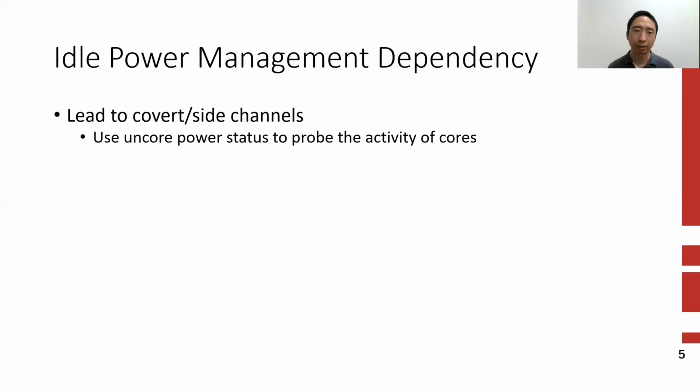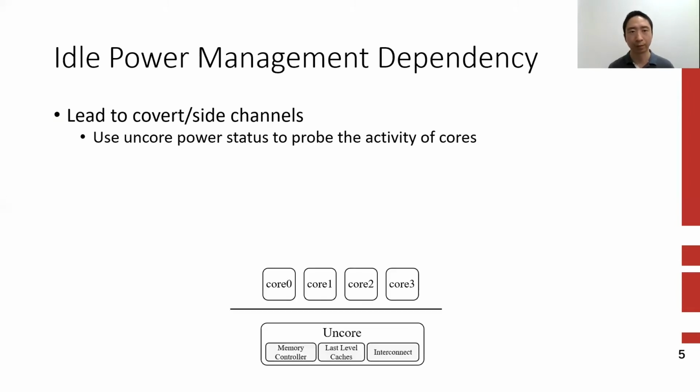Such a dependency leads to a new type of covert and side channel. The idea is to use the Uncore to spy on the activity of the core. Let's consider a processor with 4 cores. By default, all the cores are idle. The whole processor is turned off since there is no load.